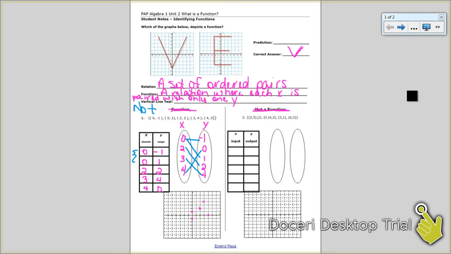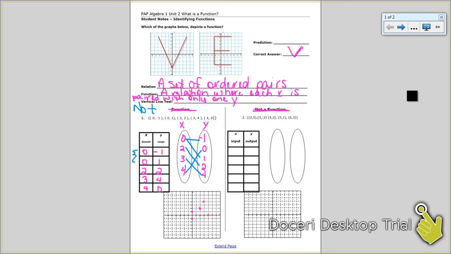And that's only true for the x values, though. Y values can be paired with as many x's as you want it to be paired with. The x's are the ones that have to be paired with only one y. So they can't repeat themselves. So now you have this pretty little graph. Let's talk about the vertical line test.